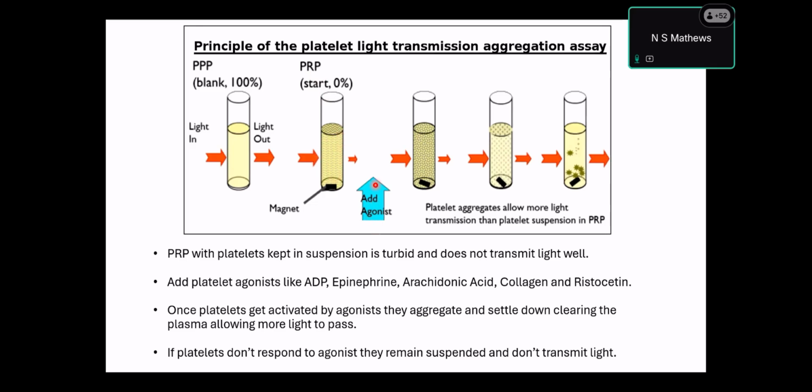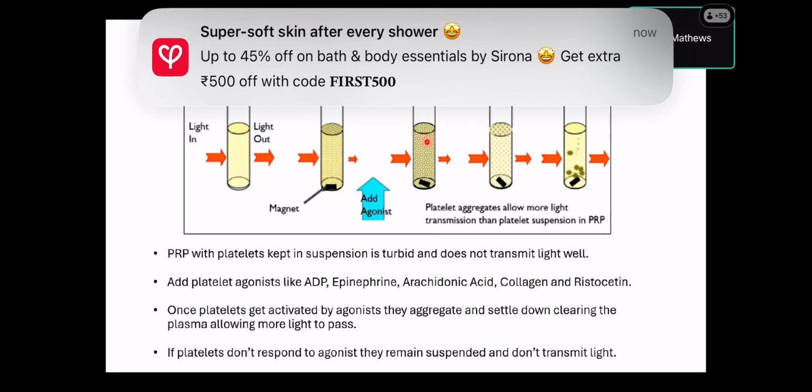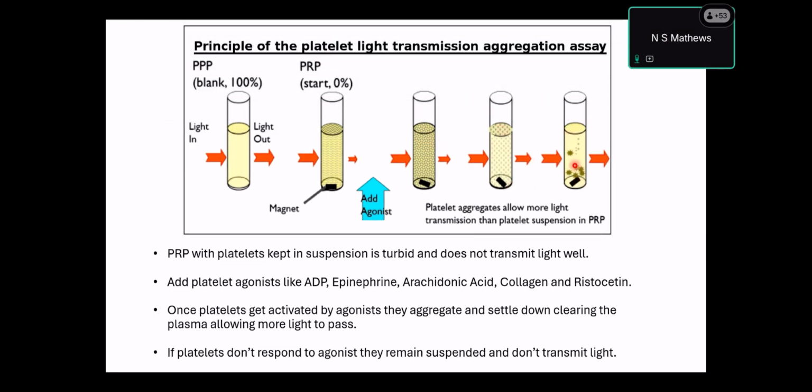Next, you add an agonist, any platelet agonist, strong or weak. It can be ADP, epinephrine, arachidonic acid, collagen, ristocetin. If your platelets are normal, the agonist will activate the platelets, and when the platelets activate, they aggregate, and once they aggregate, they settle down to the bottom. What happens to the light transmittance then? It increases, and that increment is proportional to the aggregation of the platelets, because as more platelets aggregate, the clearance of the light transmittance happens.